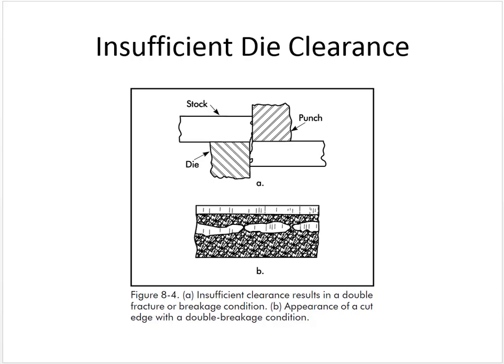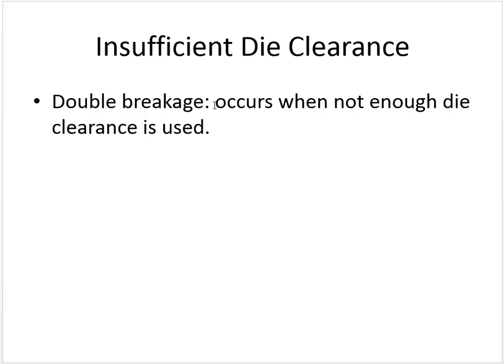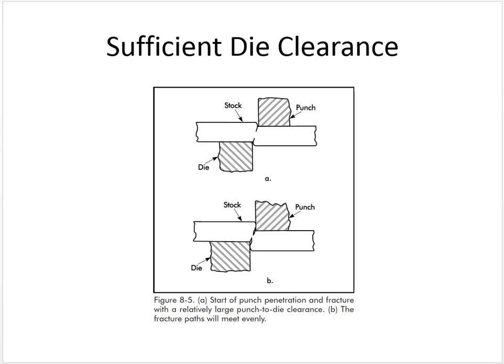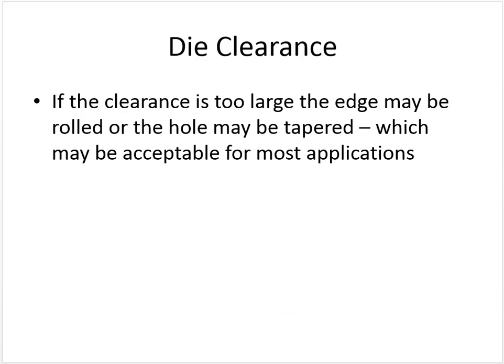If you look at the part that's been stamped, that is an indication of insufficient die clearances. Double breakage occurs when not enough die clearance is used. Now when you have sufficient die clearance, it starts the punch penetration and fracture with relatively large punch to die clearance. The fracture paths will be nice and even, and then here we have die clearance.